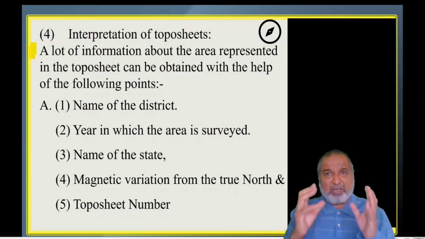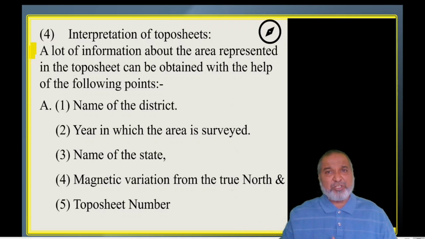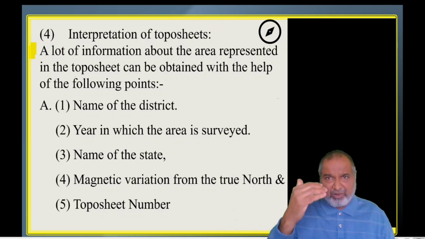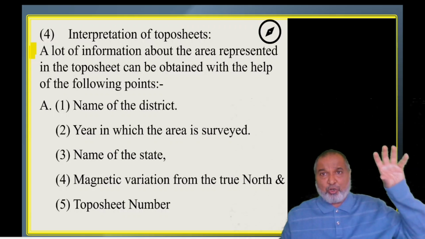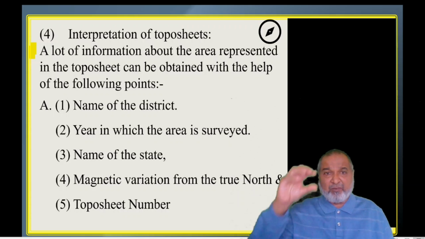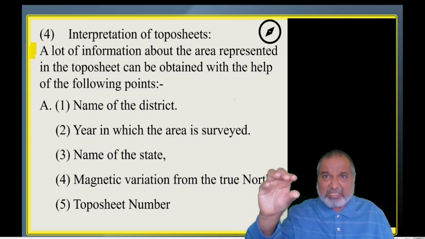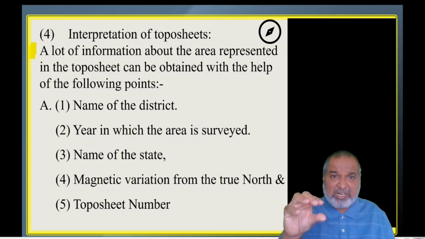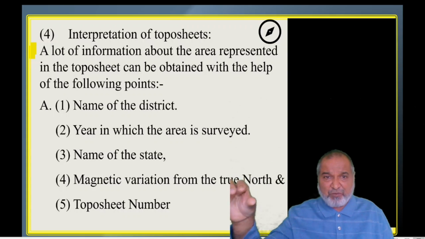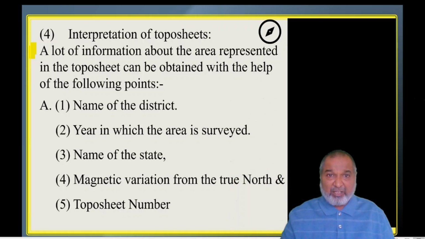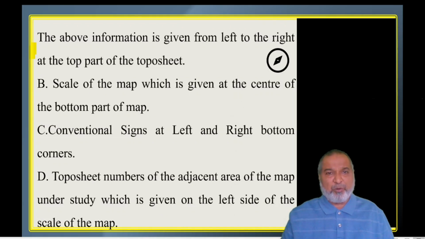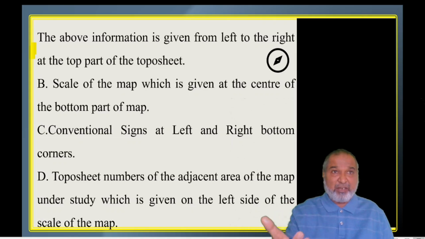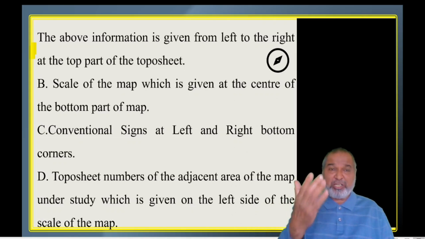Yes. So this is the information. In addition, we have other information. We'll revise here again. First, the name of the district, which is at the top left-hand corner of the map. Then the year in which the area was surveyed. Then the name of the state has been mentioned. Then the variation and the topo sheet number. Then there might be one more piece of information: in which year it has been published. The published year is also given.